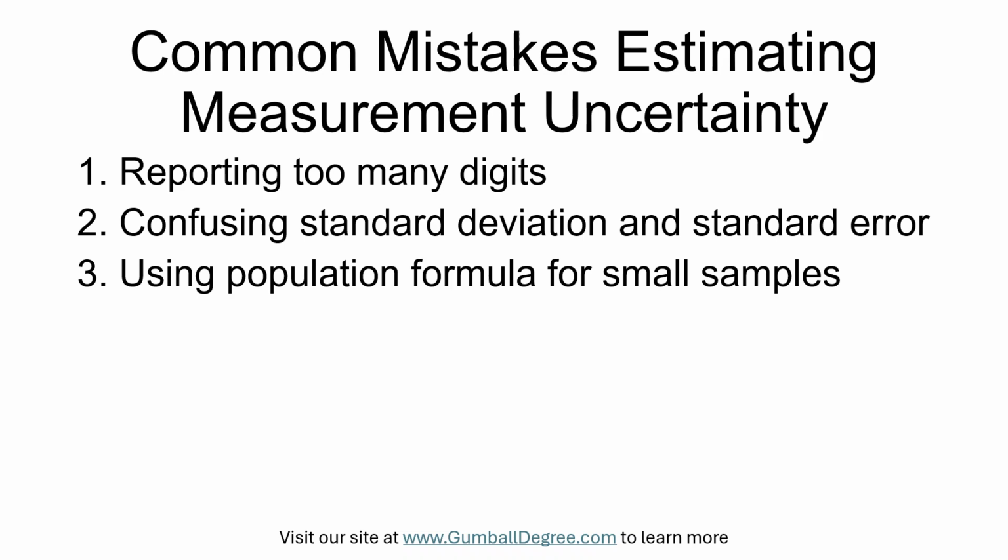Another mistake is confusing standard deviation with standard error. So remember, standard deviation describes spread of individual measurements, while standard error estimates uncertainty of the mean. Also, people sometimes forget to use the sample formula that divides by the number of measurements minus 1 for small sets of data, so use that unbiased estimator when you have a sample rather than the whole population.